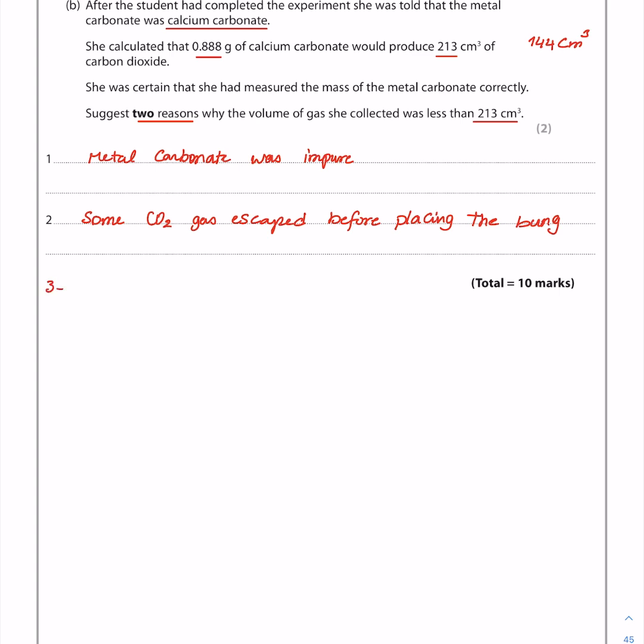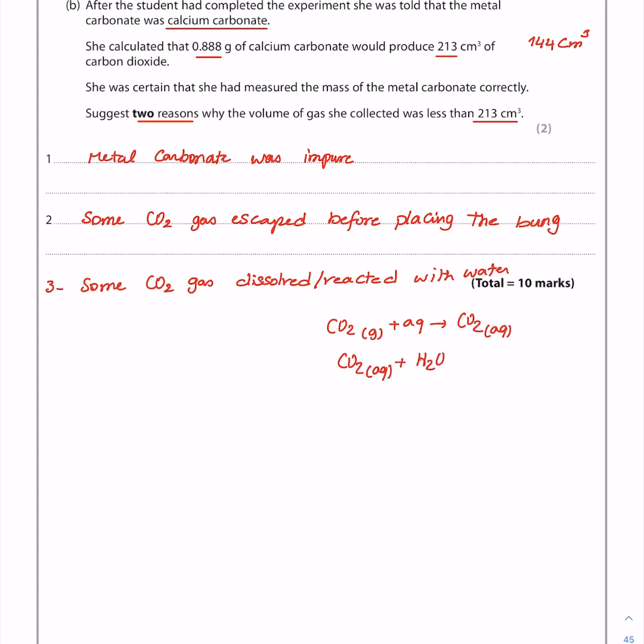ما هو الكربون دايوكسيد بيدوب في المية. يبقى هنا some carbon dioxide gas dissolved in water. ممكن يتقال عليها reacted with water لأن الكربون دايوكسيد بيدوب وبيتفاعل في المية with water. يعني أصلا CO2 gas بيديزولف في المية عشان يعمل CO2 aqueous وال CO2 aqueous بيتفاعل مع المية عشان يعمل carbonic acid H2O liquid عشان يعمل acid H2CO3 acid weak. طيب يبقى هنا some carbon dioxide dissolved or reacted with water. دول 3 reasons ليه الفوليوم بتاع الكربون دايوكسيد collected كان 144 بدل من 213.